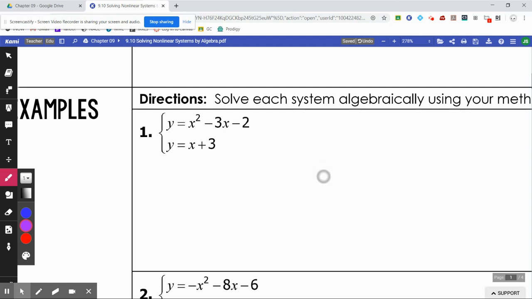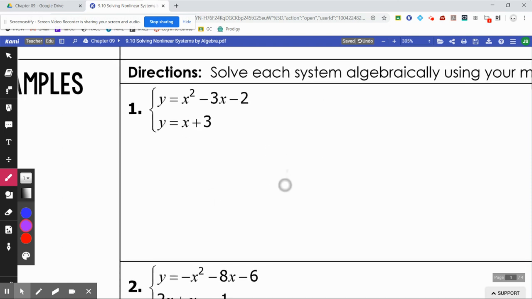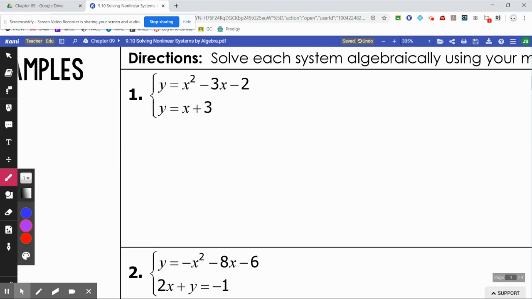So now let's work some more examples. This one I'll solve with substitution. You can solve with elimination because y's would very easily cancel out. But we're going to take y equals x plus 3, and we'll plug it in for every y. So my first equation, y equals x plus 3. Let's plug that in for y. I had that backwards.